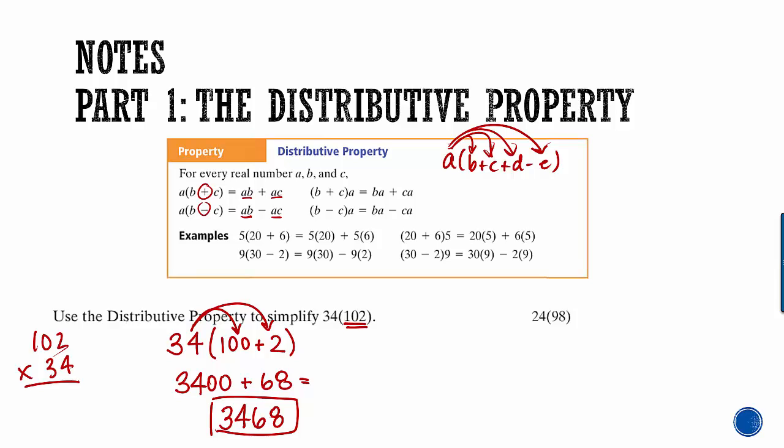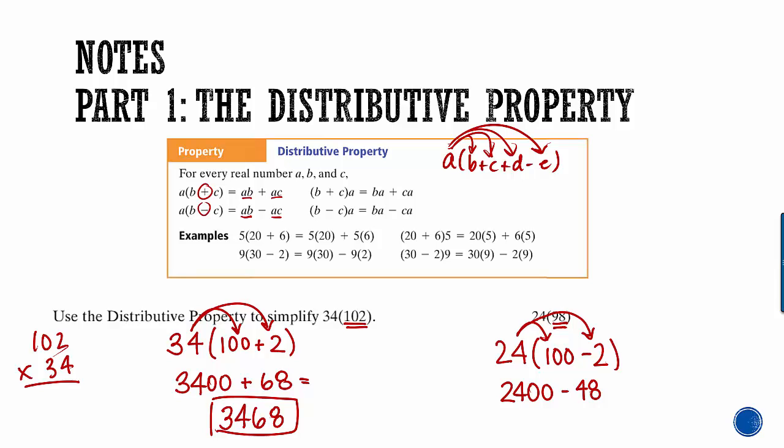And 98 is very similar. 98 is really close to 100, but instead of writing it as 98, let's write it as 100 minus 2. Because again, this multiplication is really easy. 24 times 100 is 2400. And 24 times 2 is just 48. And then all we have to do is subtract those two things.